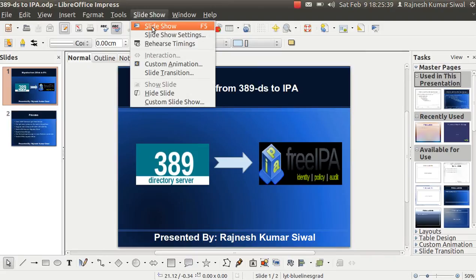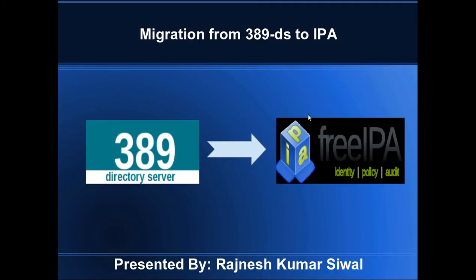Hello friends, welcome back. I am Rajneesh, and today in this session we are going to understand how to migrate an existing infrastructure from 389 directory server to IPA, Identity Policy and Accounting.